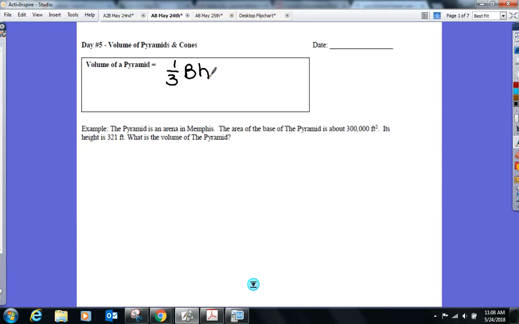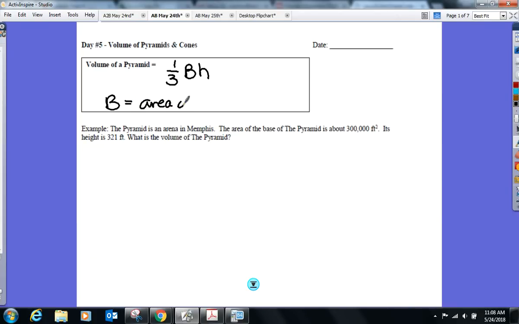Quick example. There is an arena in Memphis called the Pyramid, by the way. That's no joke. The area of the base of the pyramid is 300 square feet. Its height's 321. What's the volume? Can you guys refresh my memory? Just pretend I wasn't here yesterday. What's big B here? Area of the base.